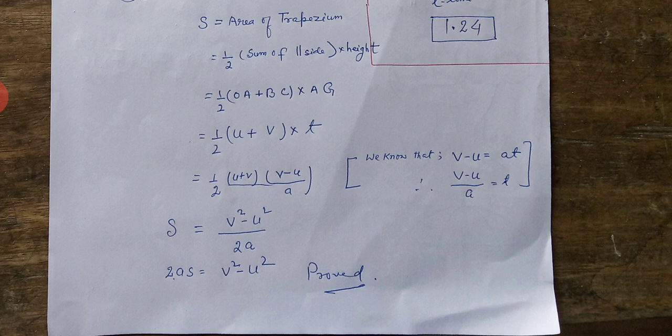On doing calculation by cross multiplication, we get 2a into S, which is 2as, is equal to V square minus U square, which was to be proved. Thank you for this till now. Further lessons will be taught.